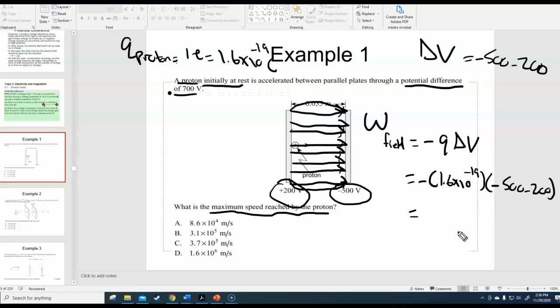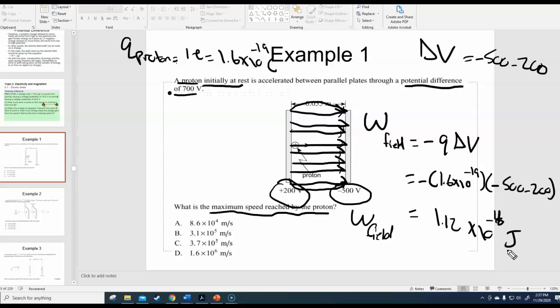Okay, so notice here that the negative signs cancel out. And so you find that the work done by the field is actually going to be a positive value. In my calculator, I do 1.6 times 10 to the negative 19 times 700, and the negative signs cancel out. And I get 1.12 times 10 to the negative 16 joules. That is how much work the electric field does on the proton. In other words, the proton gains energy from the field.